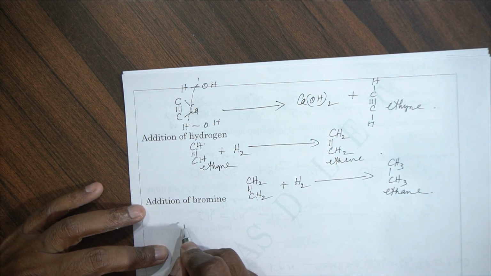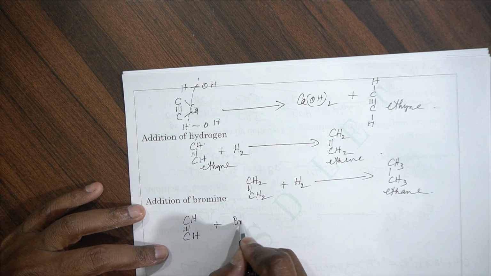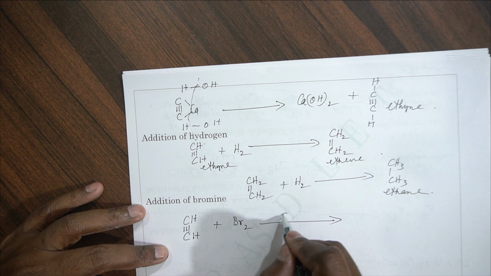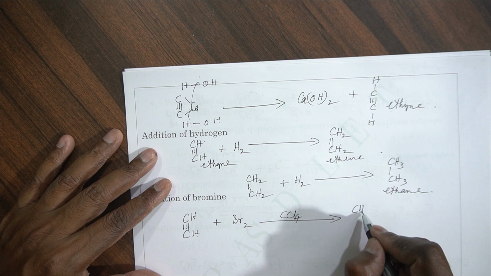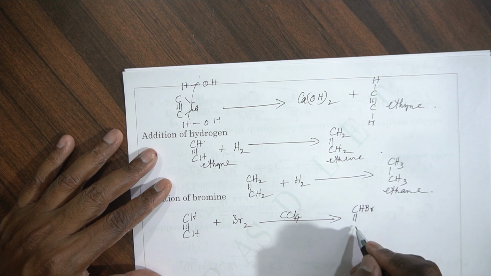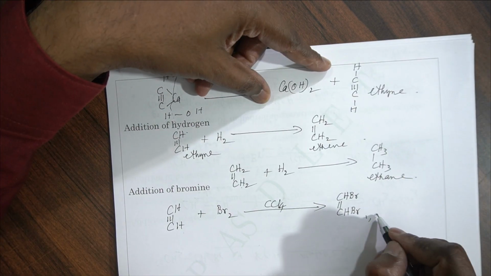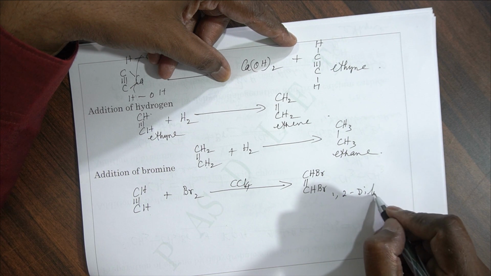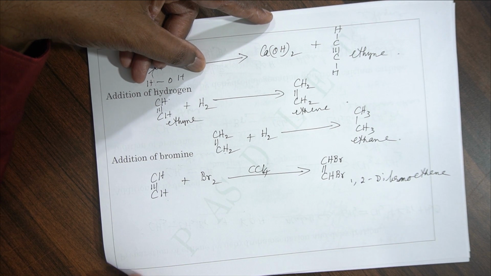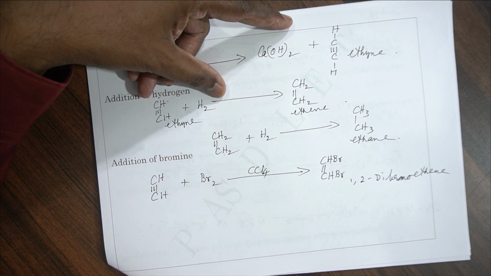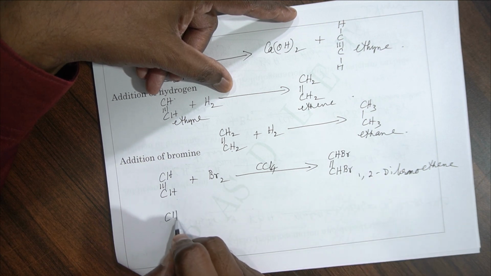Then addition of bromine. Bromine addition can also happen in 2 steps. Br2, you will use CCl4. Here 1 bromine goes to the first, 1 goes to the next. So CHBr double bond, one of the bonds breaks because of the addition of bromine. So the product is 1,2 dibromo ethene. Okay, naming also was discussed in structure and naming. I have discussed nomenclature in another video. You can see that.